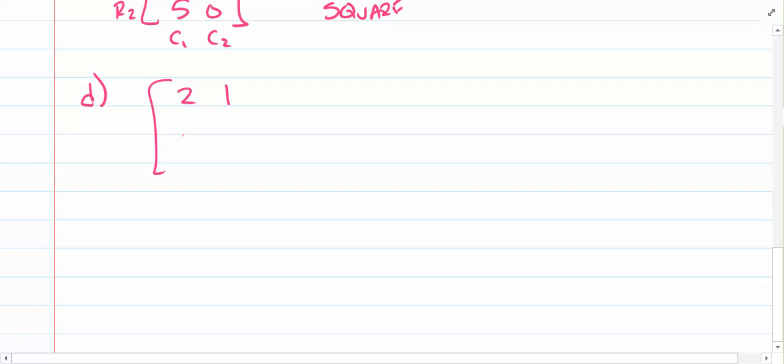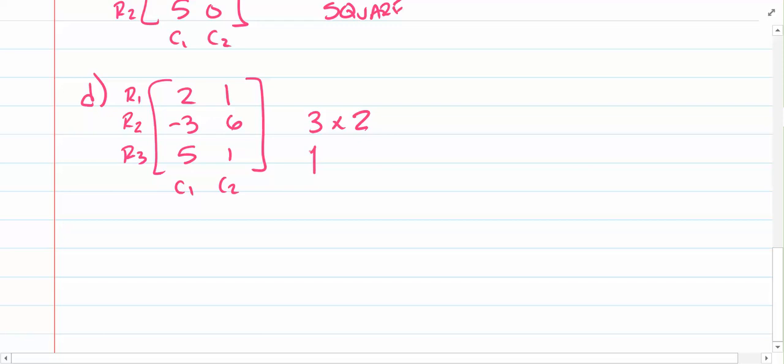Okay, let me give you this one here. 2, 1, -3, 6, 5, and 1. What's the order of this matrix? So I got row 1, row 2, row 3, column 1, column 2. So what's the order? 3 by 2. Remember, it always goes row, and then it goes column. So this is a 3 by 2 order matrix. All right, what entry is in A22?